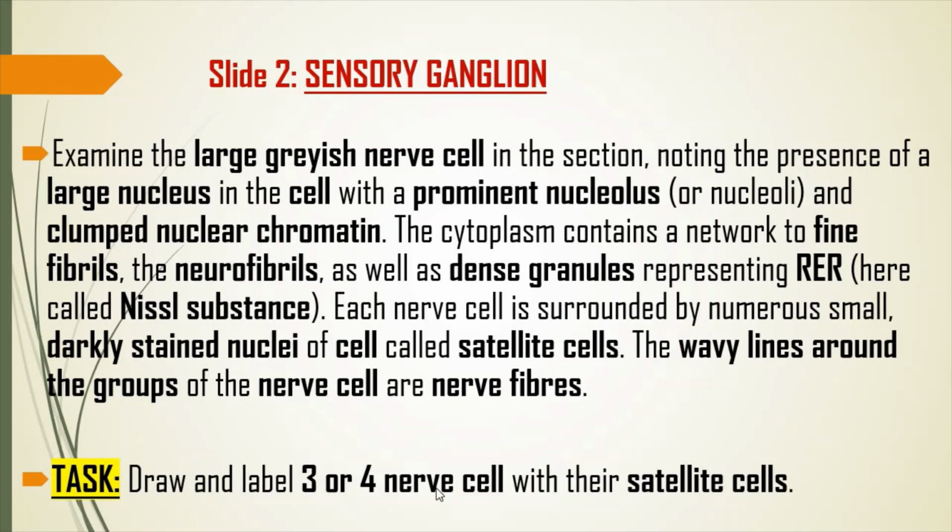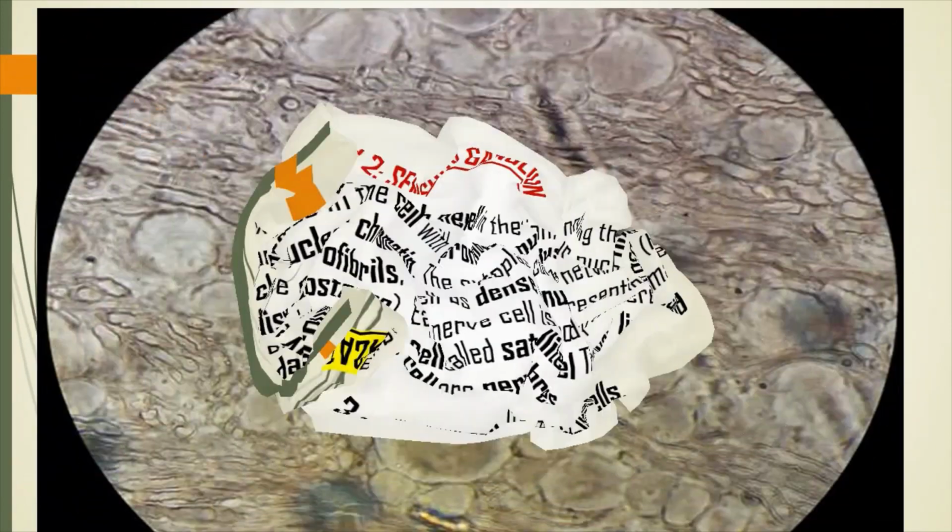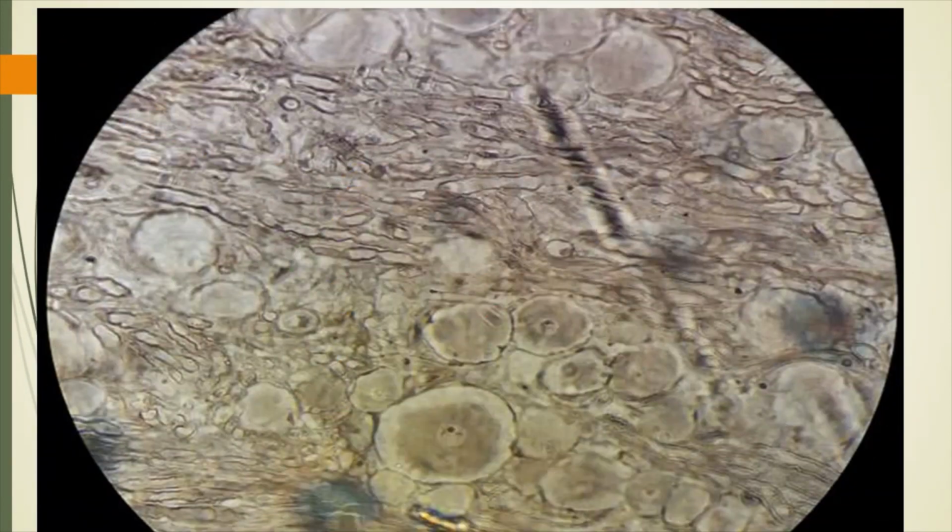So the task here is to draw and label 3 or 4 nerve cells with their satellite cells. Okay, this is what we're talking about. So this here is a nerve cell. The outermost part is the plasma membrane. This whitish part is the cytoplasm. This that is dark here is the nucleus. And this central part here that is a little bit light is the nucleolus.